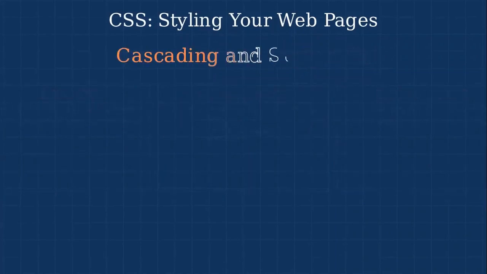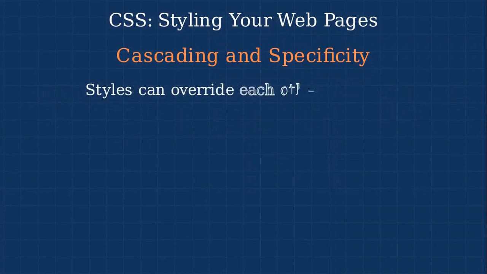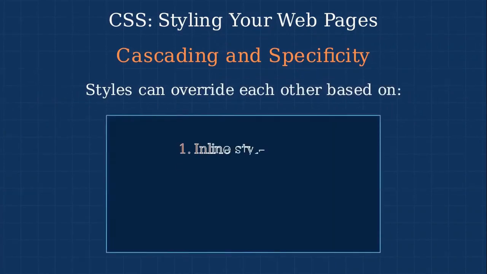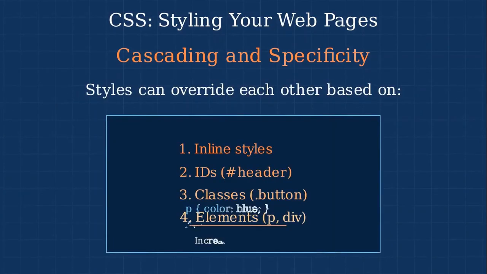The cascading part of CSS refers to how styles can override each other based on specificity and order. When multiple styles target the same element, the browser determines which styles to apply based on their specificity.